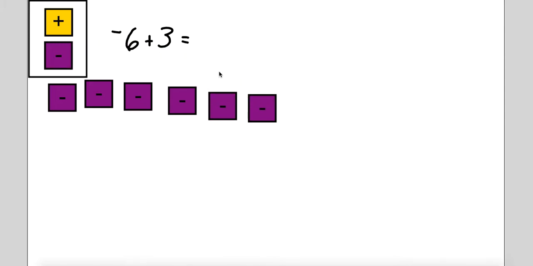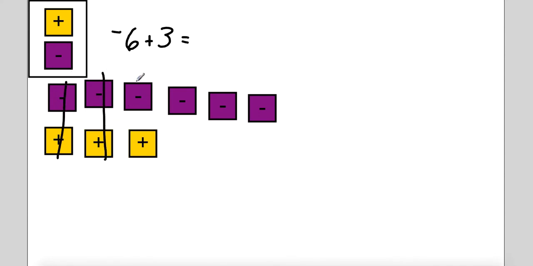And we'll need 3 of these yellow chips. Now in this example, we're going to see quickly that we're going to have a negative result because, again, purple and yellow will cancel one another out. They'll just be 0. And we are left with 3 negative purple integer chips. So negative 6 plus positive 3 is going to be negative 3.